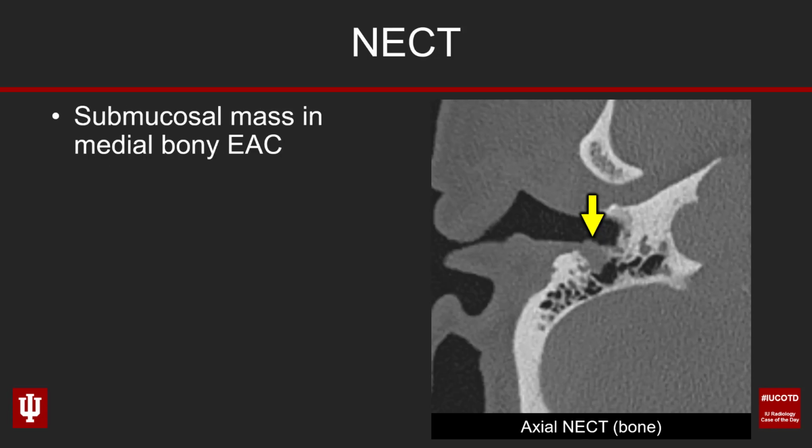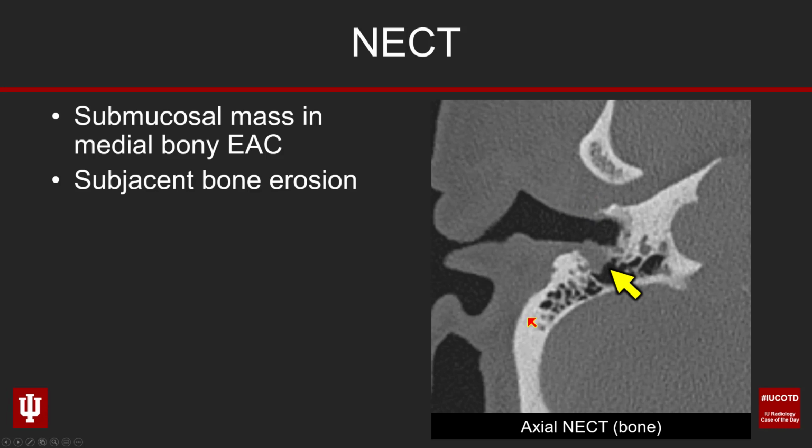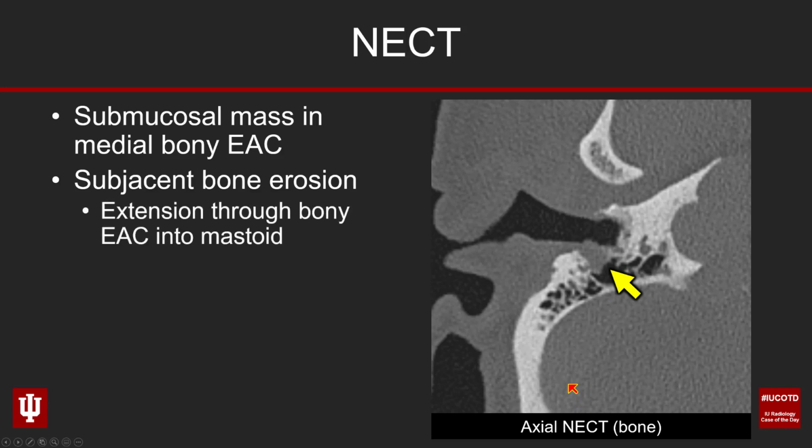The last image to look at, we have our axial non-contrast CT image. Again, we see that we've got this submucosal mass in the medial bony external auditory canal, denoted here by the yellow arrow. But again, take a look at that subjacent bone. That's getting eroded out. You can see that scooped out appearance of the bone. And where is this extending into? It's extending through the bony EAC wall into the mastoid. And that's an important thing that you want to report for the surgeons to be aware of.